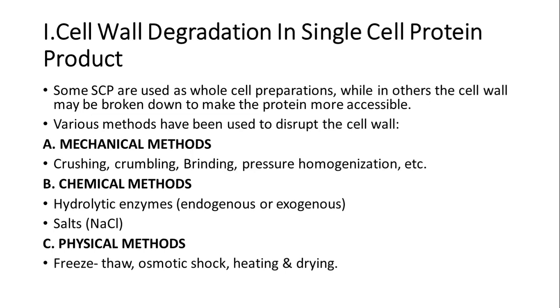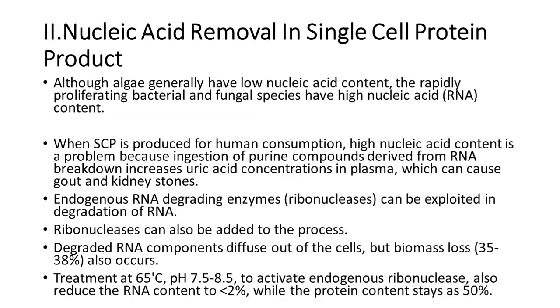The first method for disruption of the cell wall is the mechanical method. In the mechanical method, crushing, grinding, bending, and pressure homogenizing are used for the degradation of the cell wall in SCP production. Second is the chemical method, which includes the use of hydrolytic enzymes, endogenous or exogenous, and the use of salt such as sodium chloride for cell disruption. The next method is the physical method. This method involves freezing, thawing, osmotic shock, drying, and heating. These are all methods used for the cell degradation of SCP product.